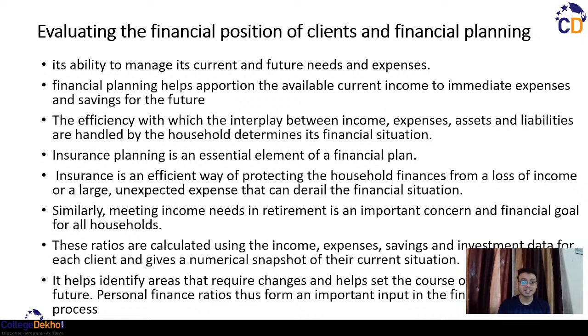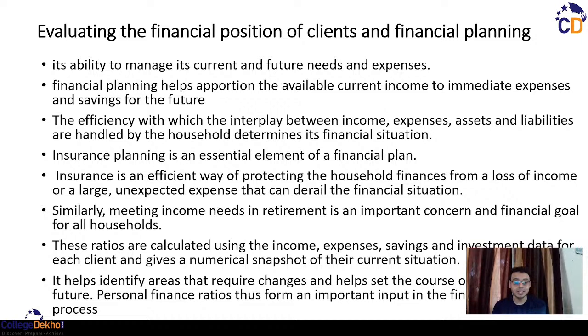Insurance planning is an essential element of a financial plan, and that we'll talk about in the subsequent session, like which kind of insurance to take, how much insurance to take. Now, insurance is an efficient way of protecting the household finances from a loss of income or a large unexpected expense that can derail the financial position. So these things you also have to take into consideration, because something can happen to you and you might not live at that time, and you might have some loan expenses and EMI expenses also, so that you have to take into consideration as well. Okay.